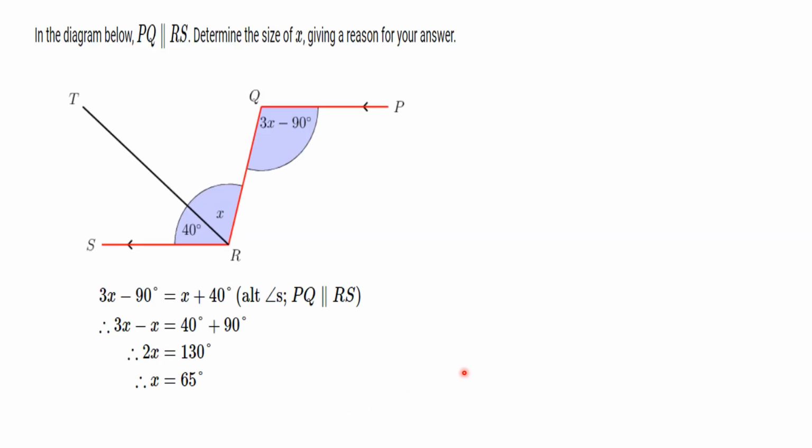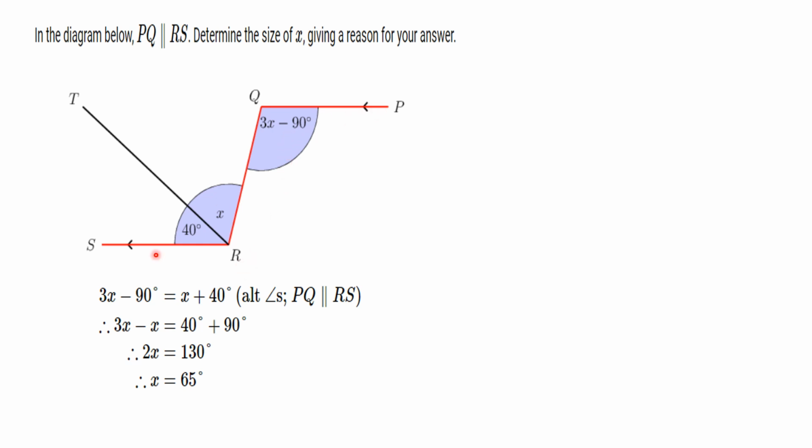Now we have another diagram, and in this diagram below, PQ is parallel to RS. Look at PQ is parallel to RS. And we are to determine the size of x, giving reasons for each and every answer we are providing. Now, look at the highlighted parts of the figure: 3x minus 90 at Q, and 40 and x at vertex R.